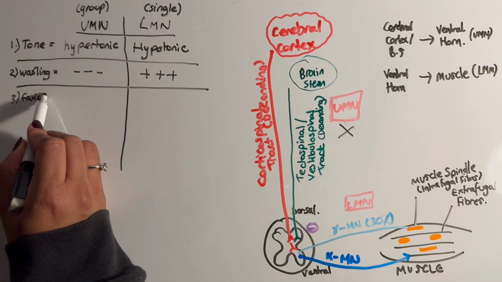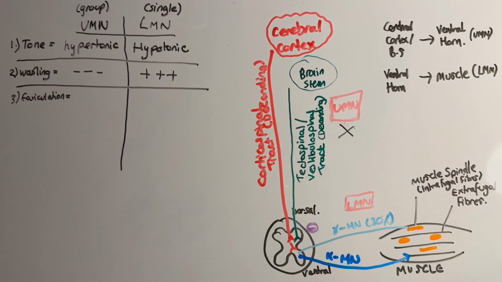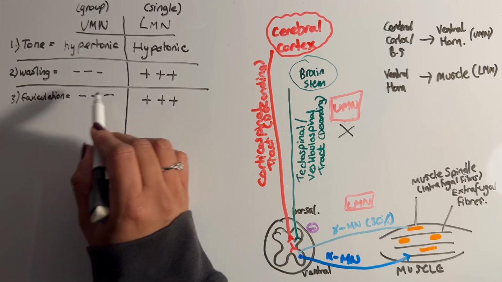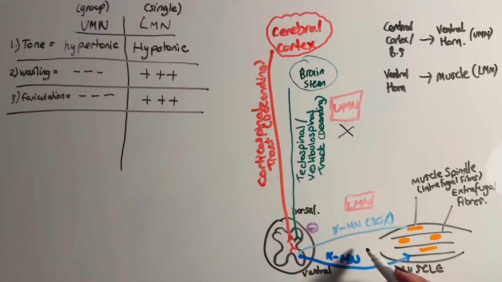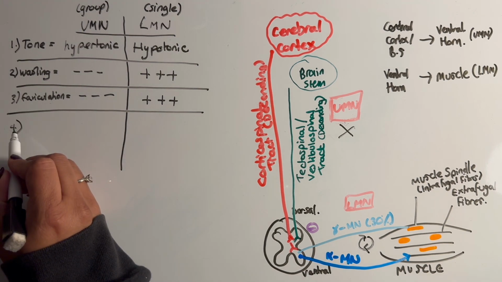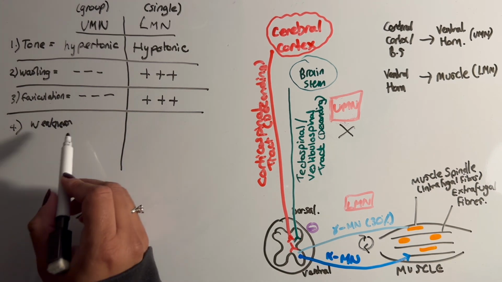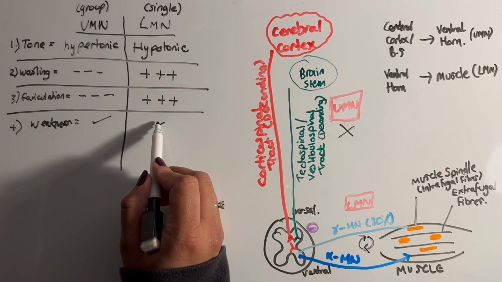Next, let's talk about fasciculation. Fasciculation is just abnormal twitching of the muscle without any stimulus. In an upper motor neuron lesion, there are no fasciculations. However, in a lower motor neuron lesion, there are fasciculations, as the reflex arc is still trying to make its way and keep going. And also there is weakness in both upper motor neuron and lower motor neuron lesions. The limbs do not work like they used to.